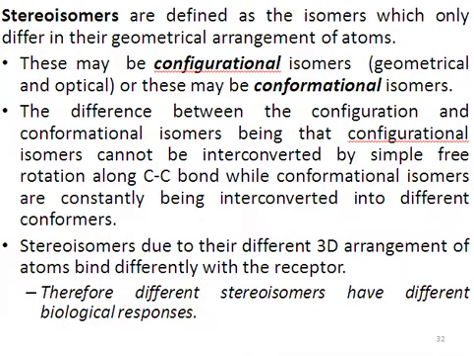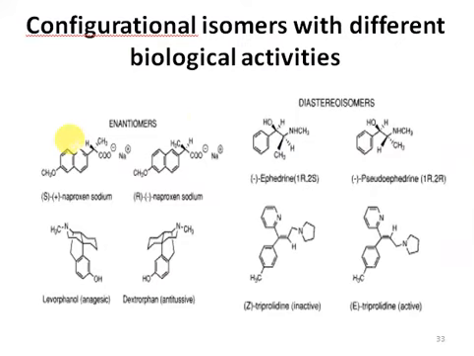So if you replace one isomer with the other, you will change the biological activity also. Let's consider some examples. Here we have the enantiomers of naproxen sodium, the S isomer and the R isomer. Both of these isomers have different biological activities. Similarly, we have two other isomers.